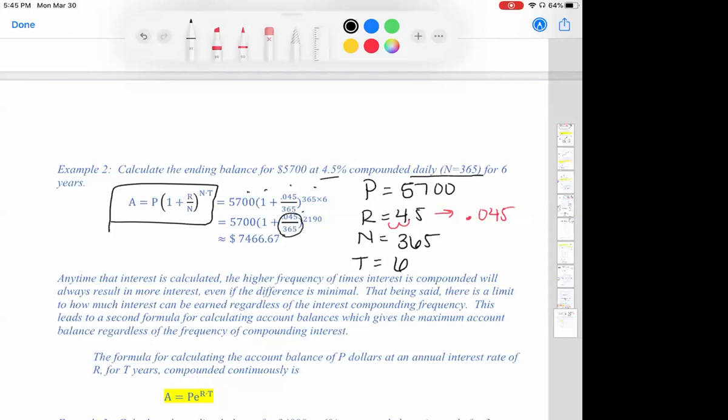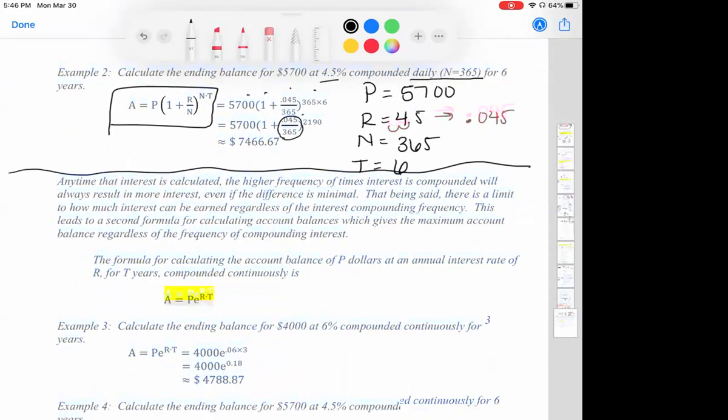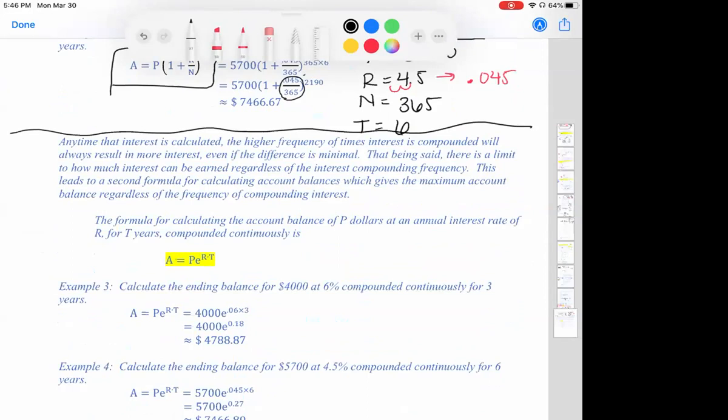So this is how we find an amount raised in interest and it's compounded however many times over however many years. We have a different type of compounded interest. This is continuous compounded interest, and that's the only word that's being added. Anytime interest is compounded more frequently, it will always result in more interest, even if the difference is minimal. That being said, there's a limit to how much interest can be earned regardless of the compounding frequency.